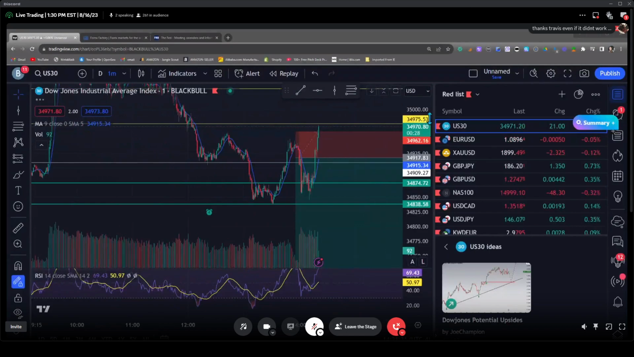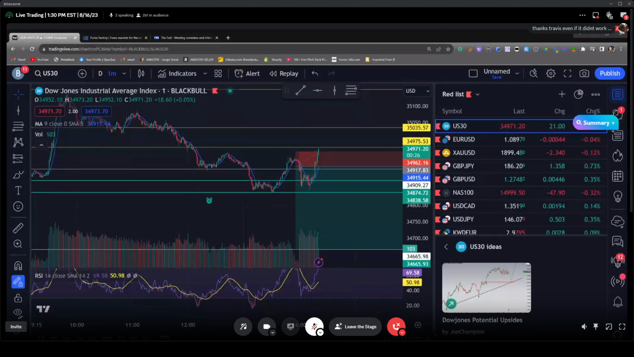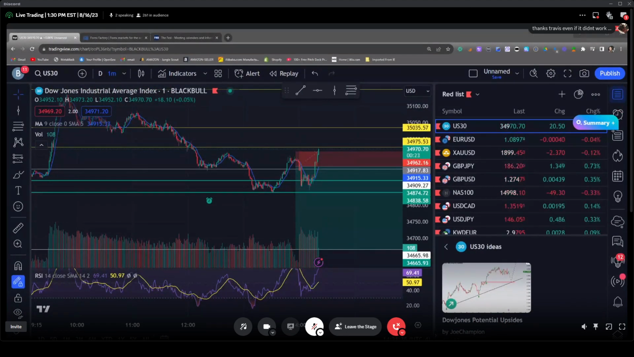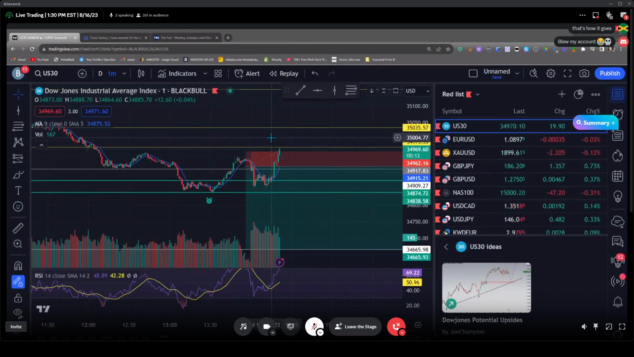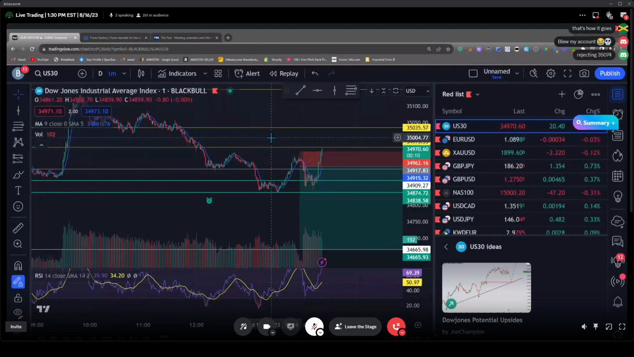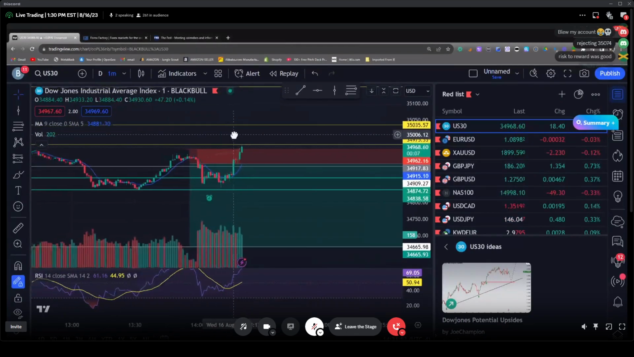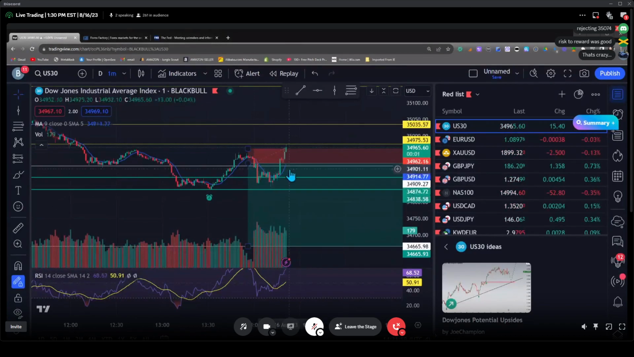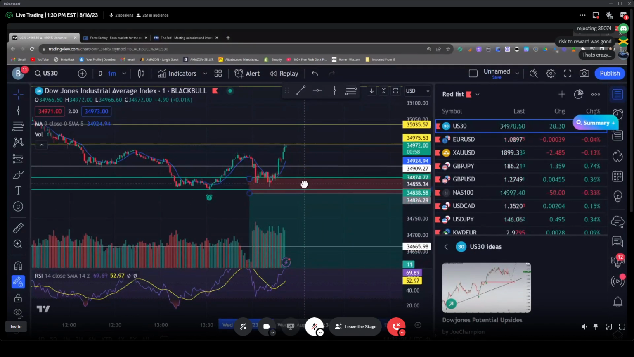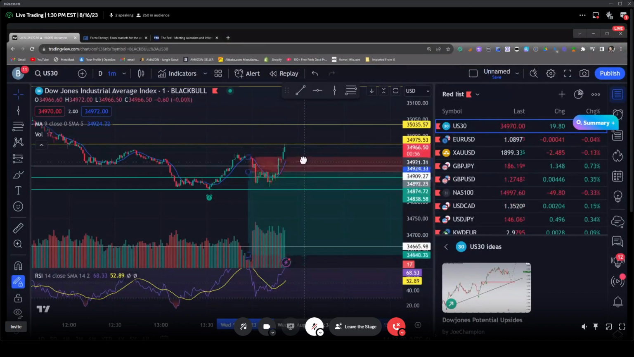Oof. Strong green candle. Let's see here. Take a look at the heat map again. Majority red on the heat map. I think the first move that we spoke about, the one where we would enter down here, would have been a safer bet.